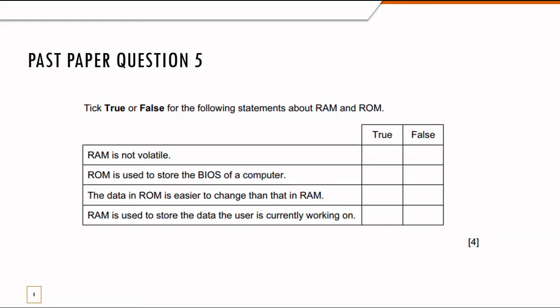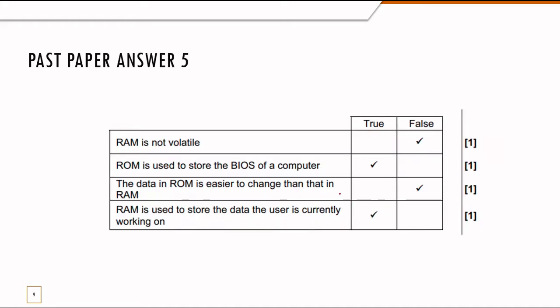This fifth question is a true or false question about RAM and ROM. This is a very often asked question in your past papers. The first statement says RAM is not volatile. We did this in the quizzes. RAM is volatile because the content is lost, so that is false. ROM is used to store the BIOS of a computer. BIOS is always stored and should not be deleted and should be in the ROM, so this is true. The data in ROM is easier to change than in RAM. The data in ROM is read only, it cannot be changed, so this is a false statement. RAM is used to store the data the user is currently working on. RAM stores temporary data, which is what the user is currently working on, so that is true. So we are right.